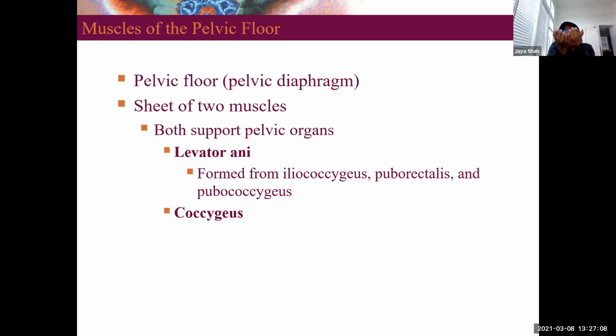And on the floor of the pelvic cavity is nothing. So how are you going to hold all the pelvic organs? That's why there is a pelvic floor, and it is built with a lot of muscles.